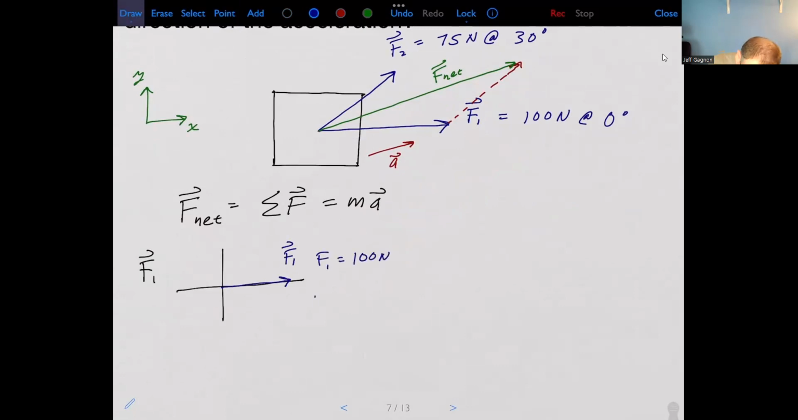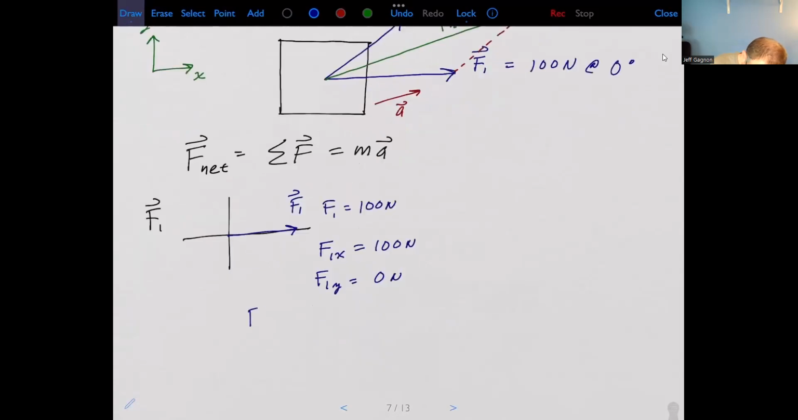So we know that F1x is going to be 100, right? The x component, positive 100, and then F1y is going to be 0. So if you want, you can write F1 as 100 i hat plus 0 j hat newtons.